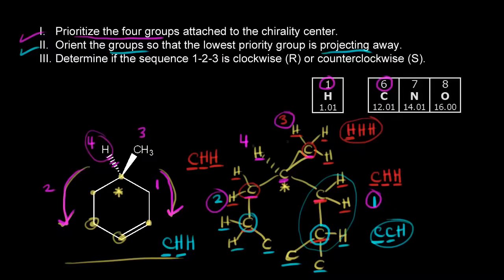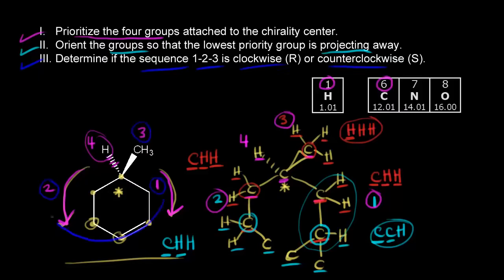So now we finally go on to step 3, and let me change colors again because it's getting a little busy here. So step 3, determine if the sequence 1, 2, 3 is clockwise or counterclockwise. So if I look 1, 2, 3 and I go around a circle, here's 1, here's 2, and here's 3.